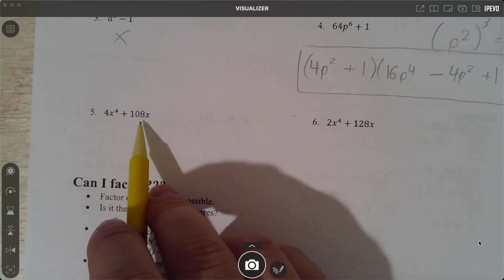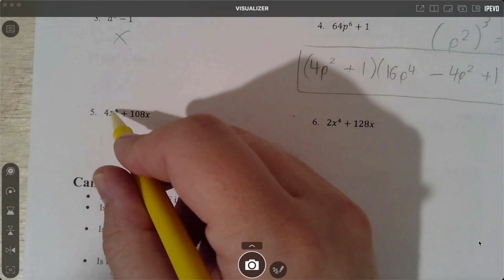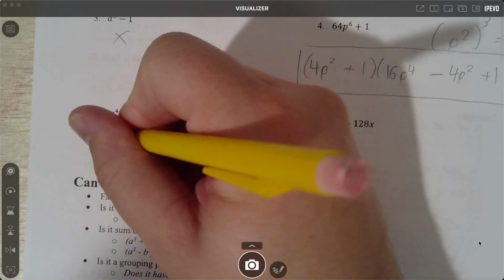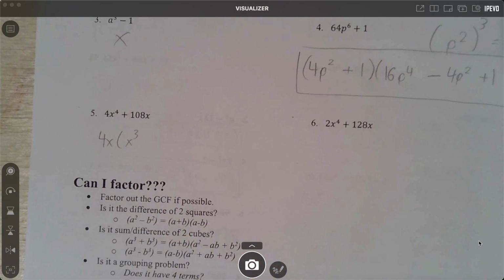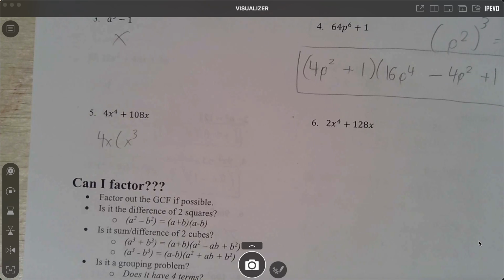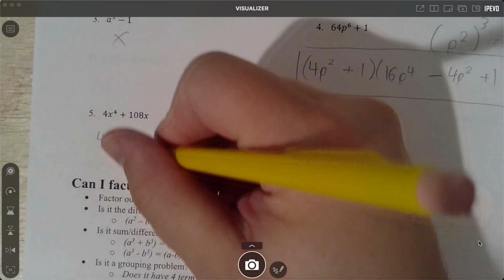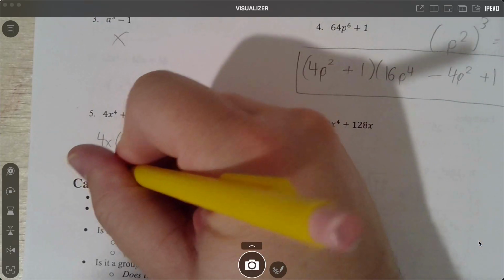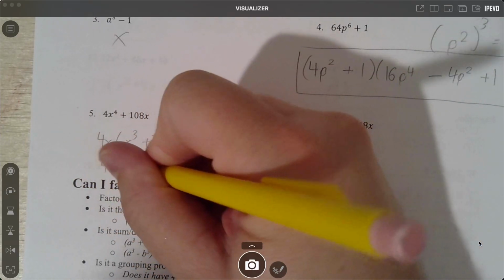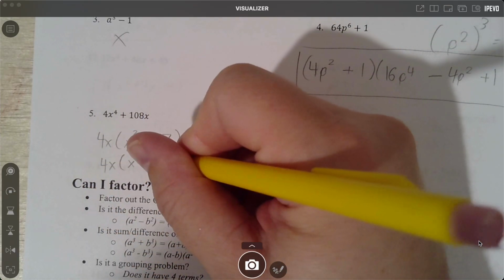All right. Maybe we'll do one more. Maybe we'll do this one. This one, I see a 4 and a 108. I think those share something. I also see an x to the 4th and an x. I think those share something. I think they share a 4x. So I'd be left with x cubed, and then 108 divided by 4 is 27. All right. So the 4x will tag along. The rooted values are x and 3.